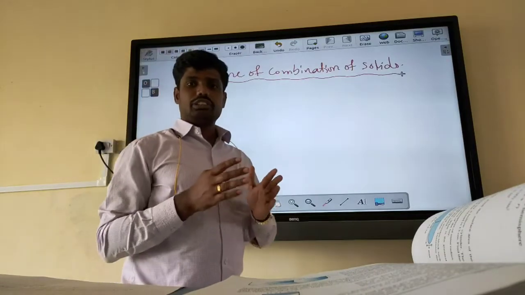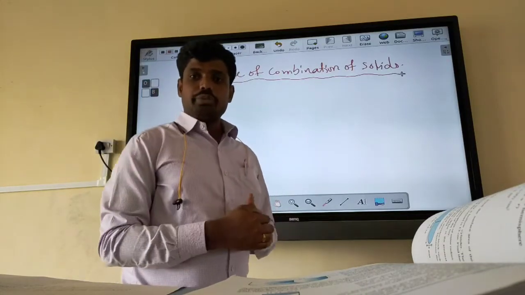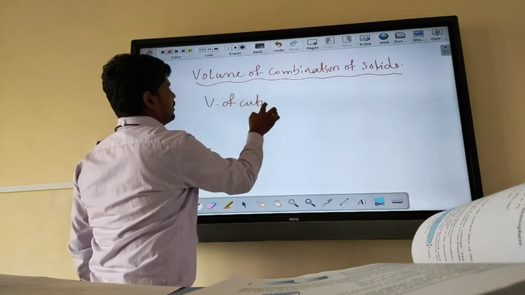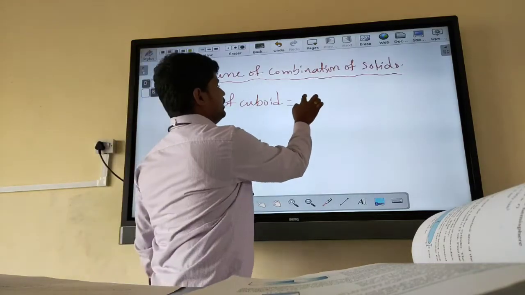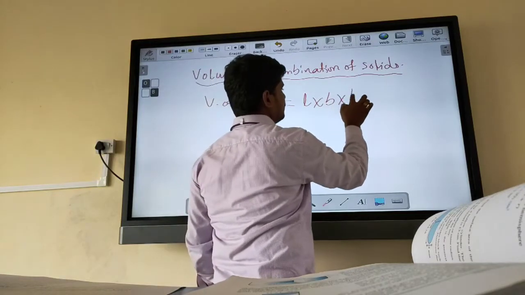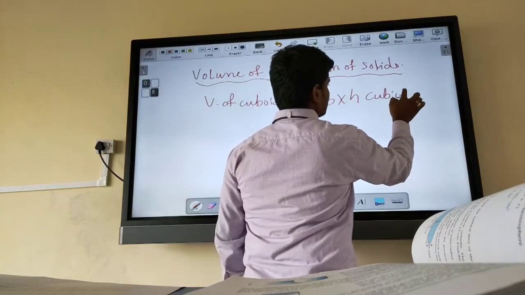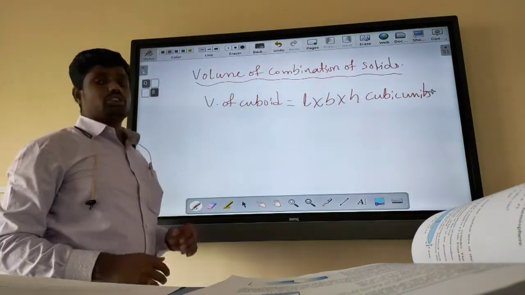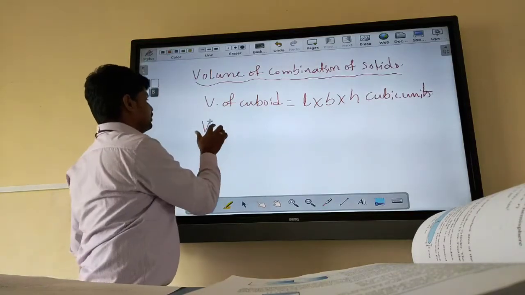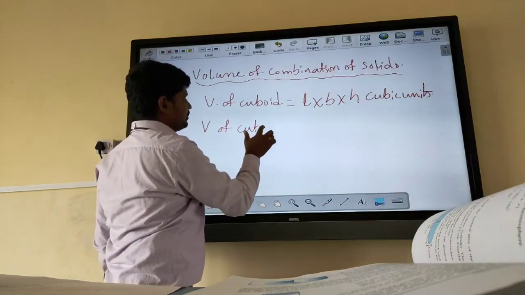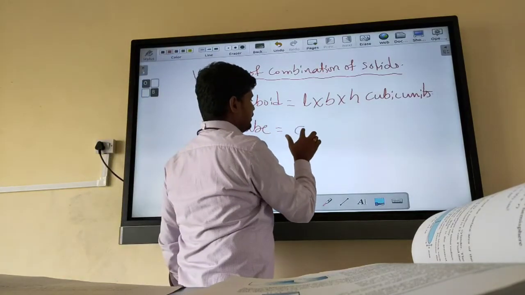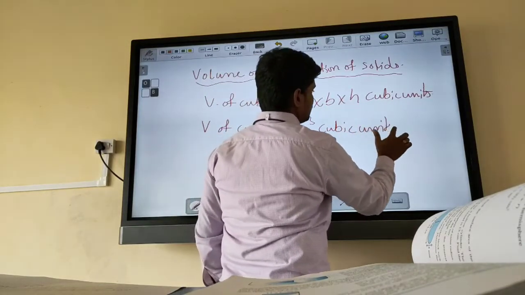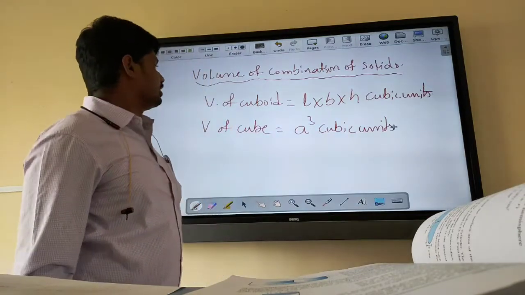Now let us discuss some formulas. Volume of cuboid: what is the formula? Length into breadth into height, cubic units. Using this formula we find the volume of the cuboid. Next, volume of cube: a into a into a, that is a cube cubic units, or s cube cubic units. Using this formula we find the volume of the cube.